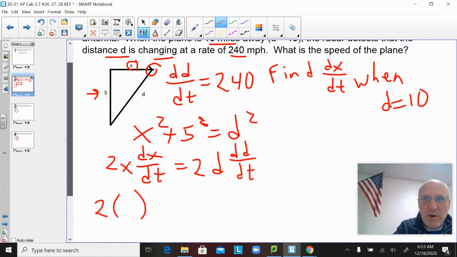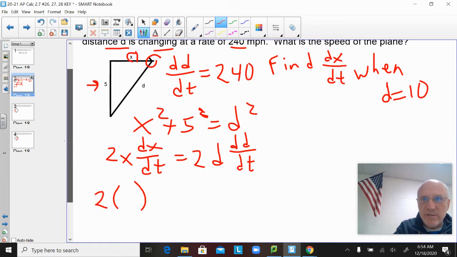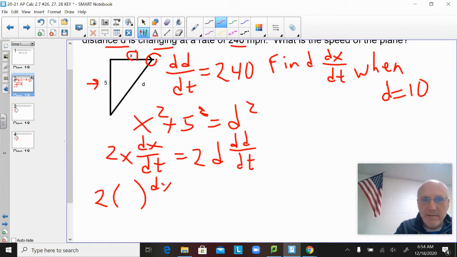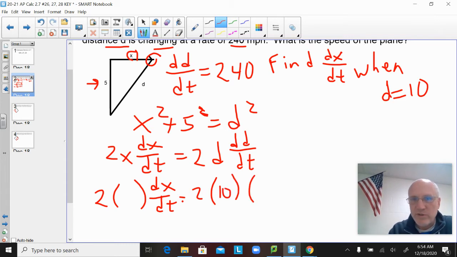dx/dt, the problem told me was, no, that's what I'm looking for, dx/dt, equals 2 times d, and this problem said when d equals 10. And dD/dt, the problem told me was 240. So at the moment, I need x.